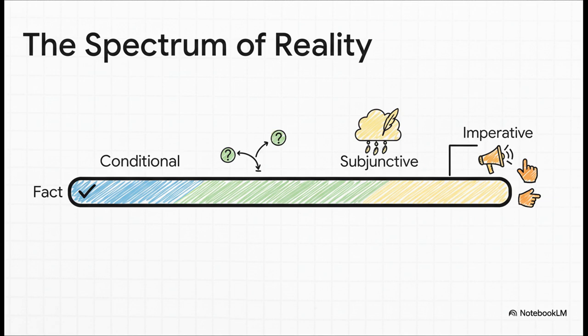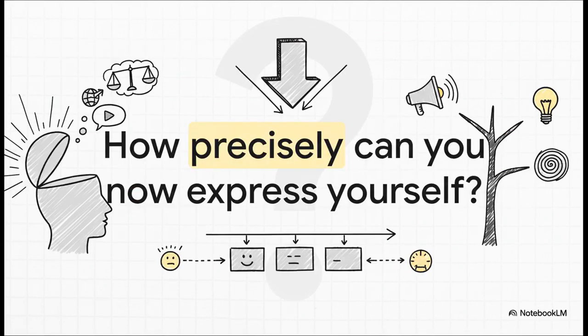Each one gives your words this incredible precision and intent. By consciously choosing your mood, you're not just throwing words out there anymore. You're actually signaling your exact relationship to the truth of what you're saying. So the question isn't just what you'll say anymore, it's how true will you say it is. Now that's a power to use wisely.